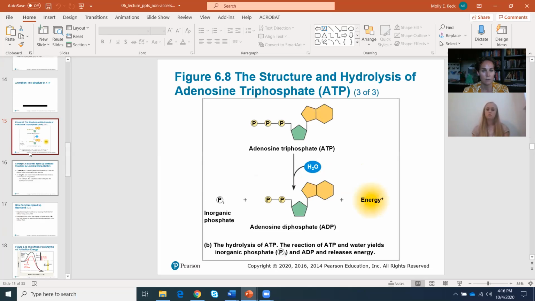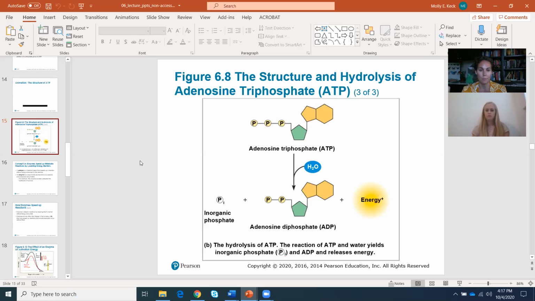I don't remember what this is. This is an image of, it's just showing you when you add water, it's a hydration reaction. So you break it up, right? To convert ADP back into ATP, we would take water out. So it'd be a dehydration reaction. And now we're smashing that phosphate group back on there.